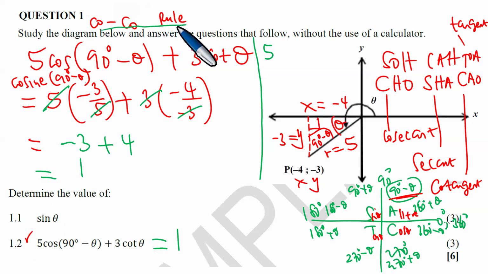The Coco rule says now there is a co in the word cosine. There is a co, and you remove the co. If you remove the co according to the Coco rule, you remove the co at 90 degrees, and you're left with sine. So this is 5 sine theta. And then we have 3 cotangent of theta.